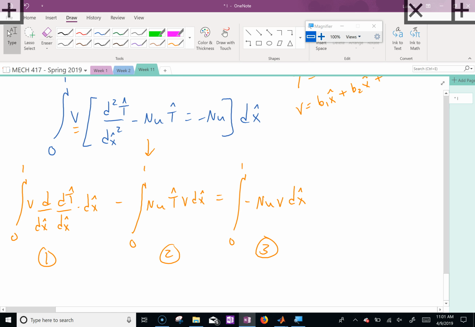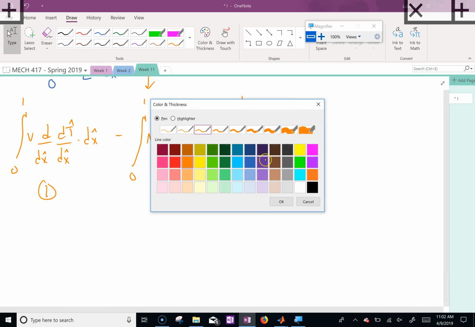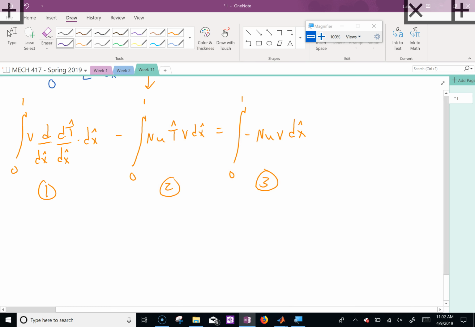Okay, so let's do more math stuff. Let's do term 1 and then we'll stop for today. Because this one is pretty crazy. So let's look at term 1. Anybody guess what we have to do for a math rule? We have v, which is a function, times like derivatives, and it's like a second derivative kind of thing.